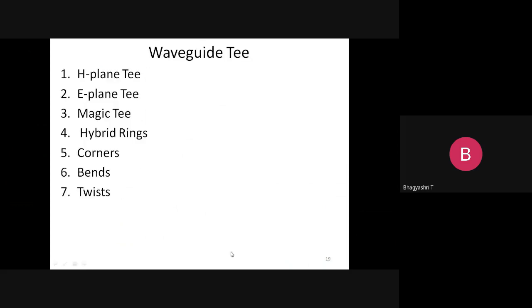Now these are the types of Tees, all Tees: H-plane Tee, E-plane Tee, magic Tee, hybrid rings, corners, bends, twists. From this, the first, second, third are in our syllabus: H-plane Tee, E-plane Tee, and magic Tee.